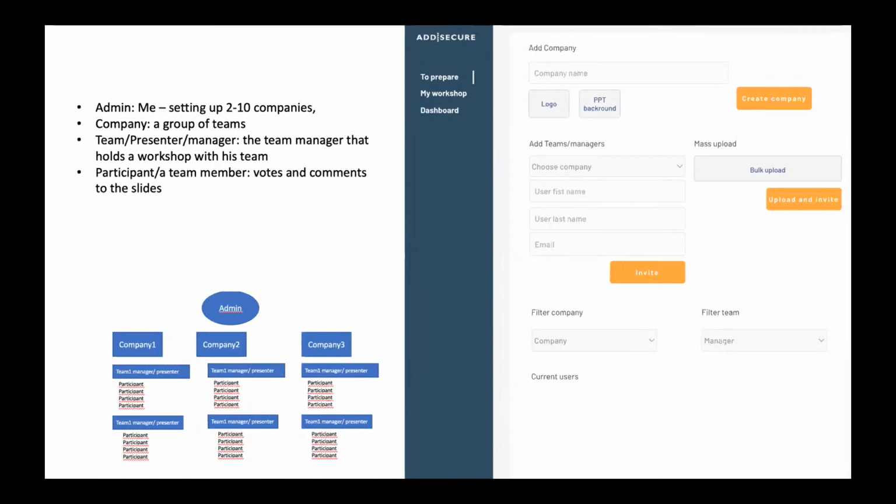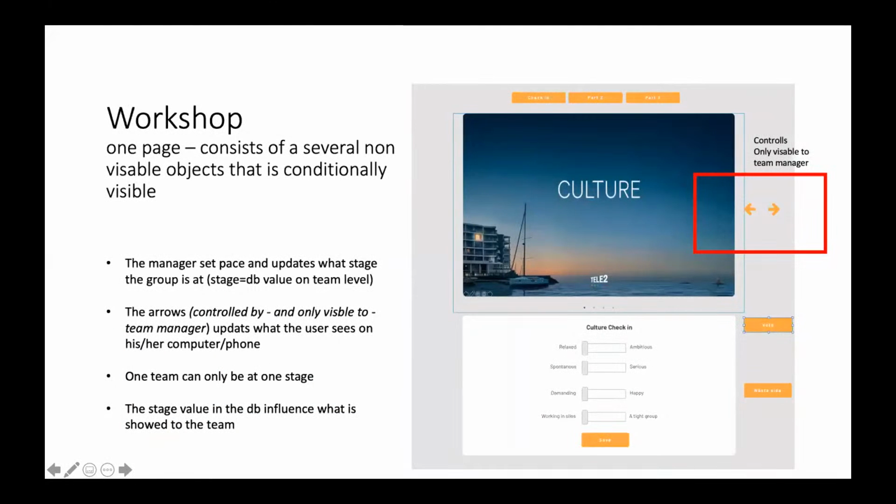So I'm setting up this service where I can add a company, and I can add many companies. Me as an admin, and to each company I can add team users. And the team users are actually managers that invite their team members to workshops. So each workshop is hosted by a manager in the company. And they have a bunch of non-visible objects that they control by pressing the arrows.